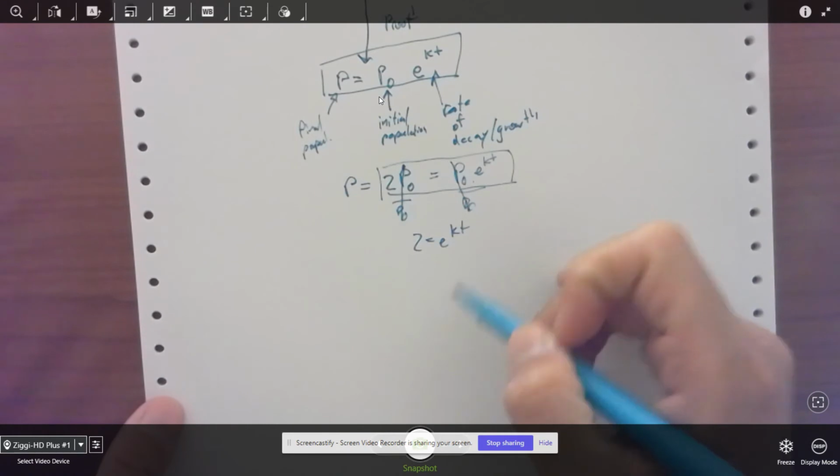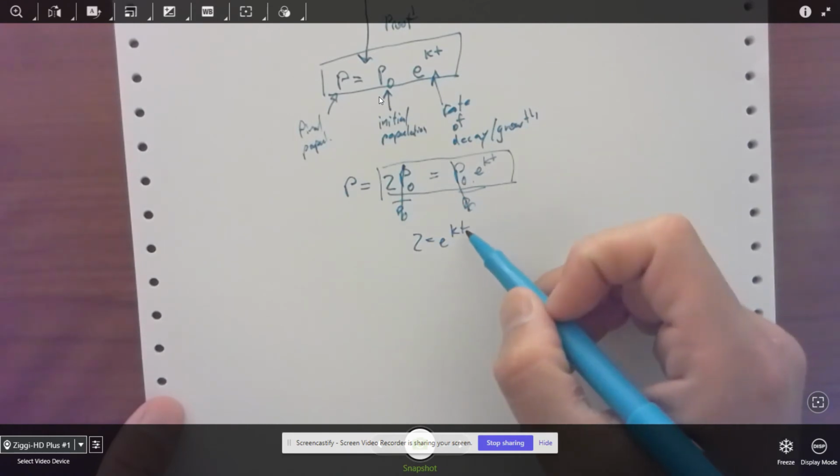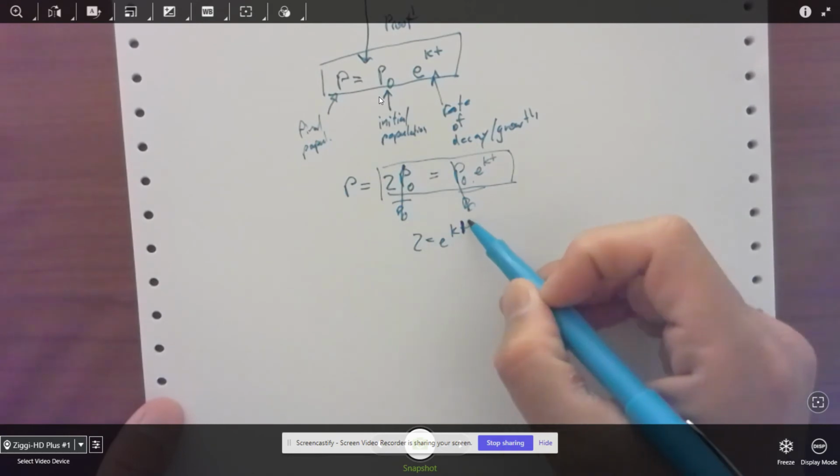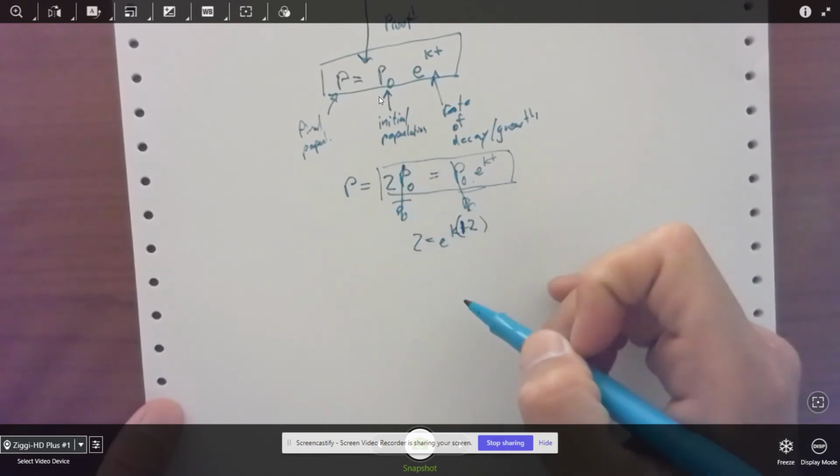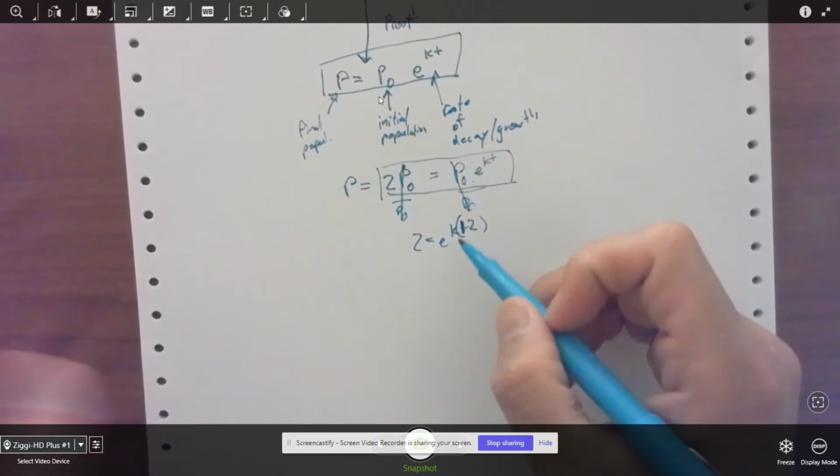Okay? 2 is equal to e to the kt, and then you know the time it took to double is 12 years. So you plug in 12 there. And then that's it. You just solve for k at that point.